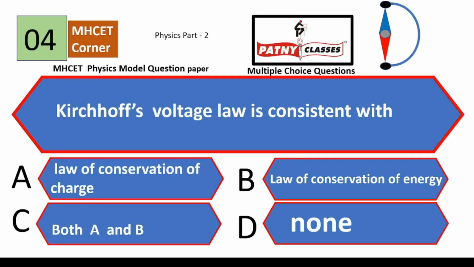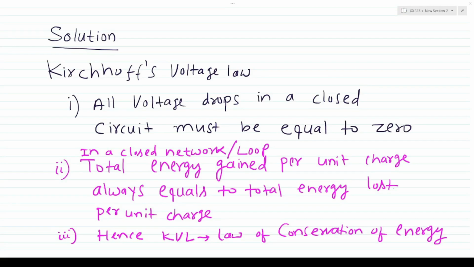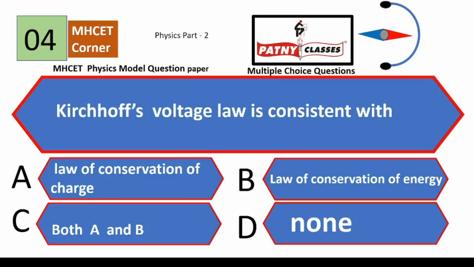Question number 4. Kirchhoff's voltage law is consistent with: option A, law of conservation of charge; option B, law of conservation of energy; option C, both A and B; option D, none. In Kirchhoff's voltage law, all voltage drops in a closed circuit must sum to 0. In a closed network or loop, total energy gained per unit charge always equals total energy lost per unit charge. Hence, Kirchhoff's voltage law is consistent with the law of conservation of energy. Therefore, option B, law of conservation of energy, is the correct option.